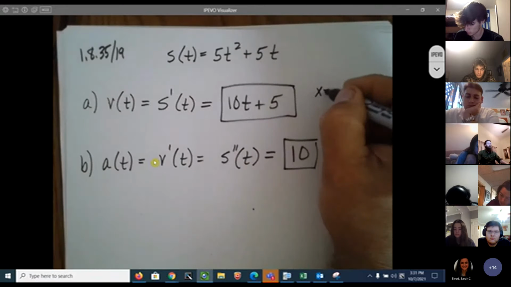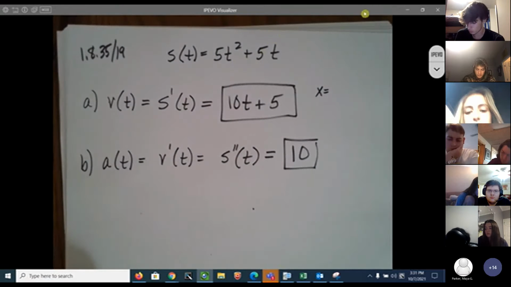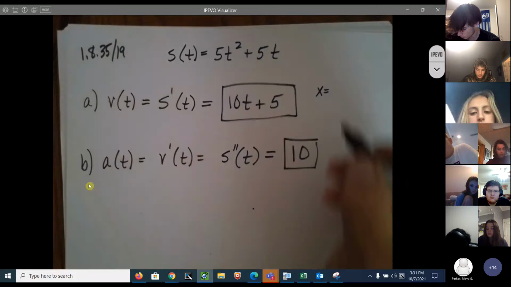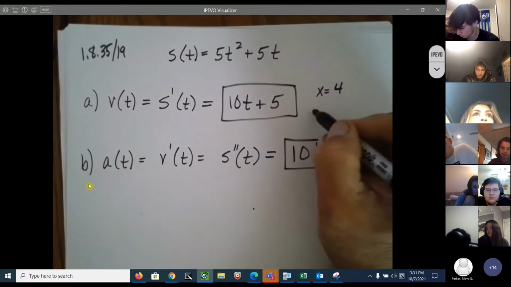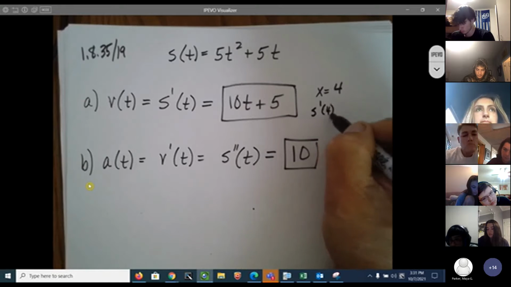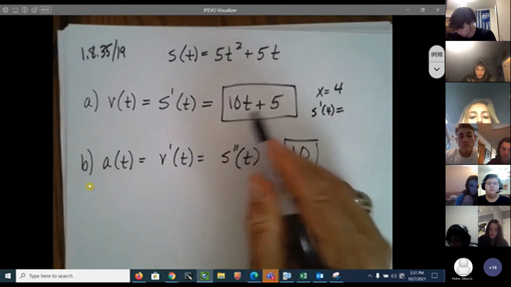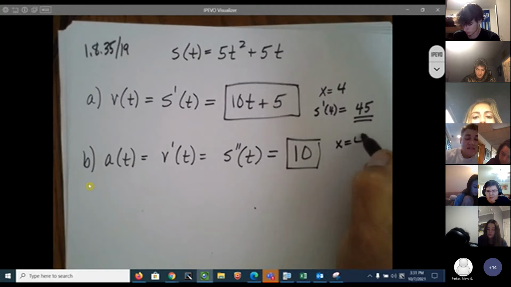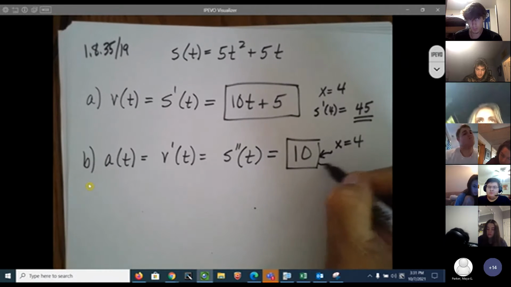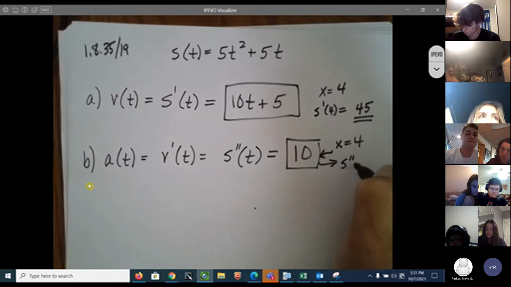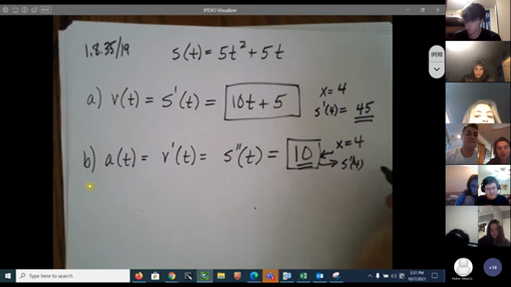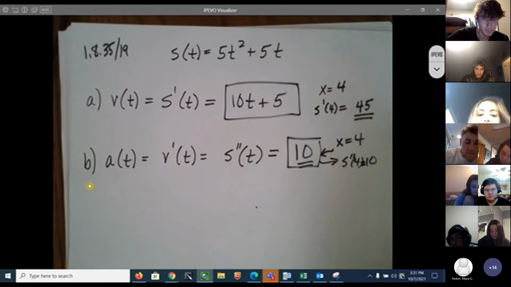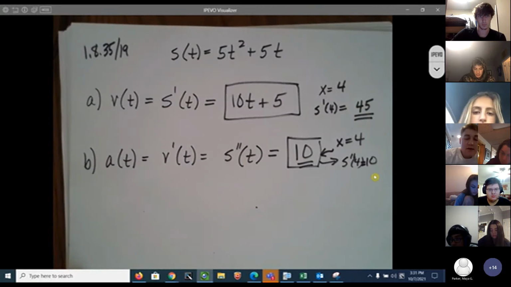So when x is equal to, what was it? What did they tell us to set equal to? 4. When x is equal to 4, s prime of 4 is equal to what? 45? When x is equal to 4, it doesn't matter what this is, because s double prime of 4 is going to be 10 no matter what. So the first one is 45, the second one is 10.